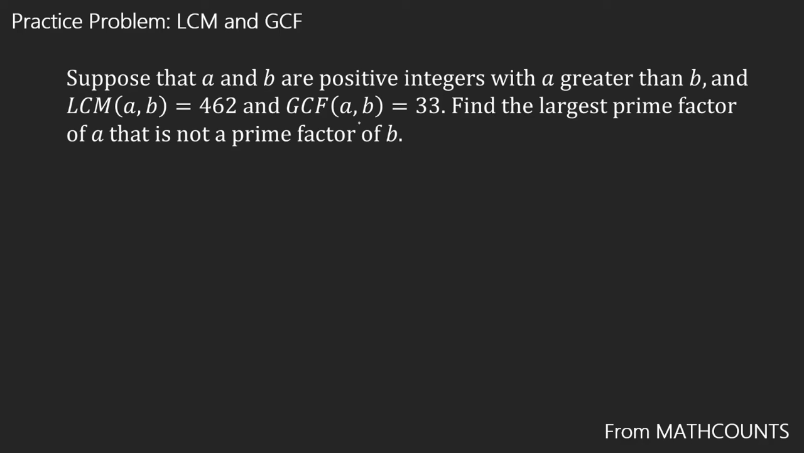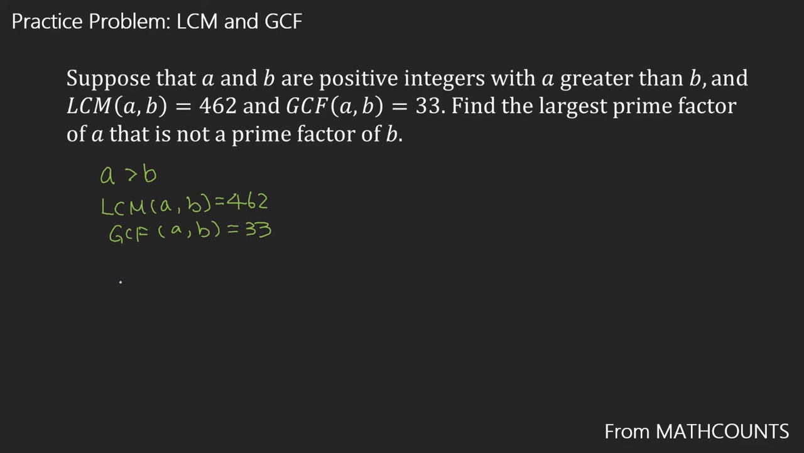Okay. So the problem said there are 2 integers a and b where a is greater than b. And the LCM between a and b is equal to 462. And the GCF between a and b is equal to 33. And we want to find the largest prime factor in a that's not in b. So as the first step, we must find all the prime factors of a and b. Okay? And how to do that?